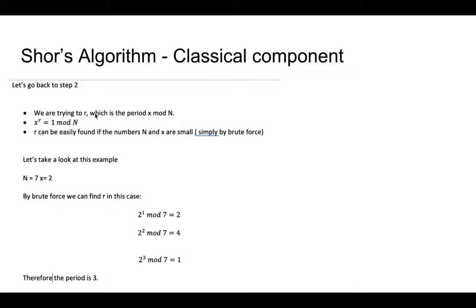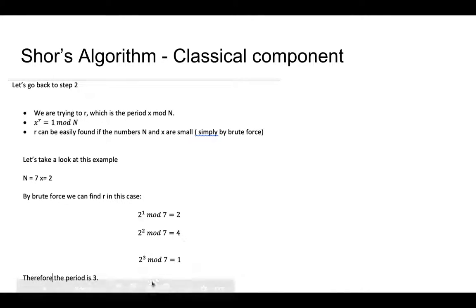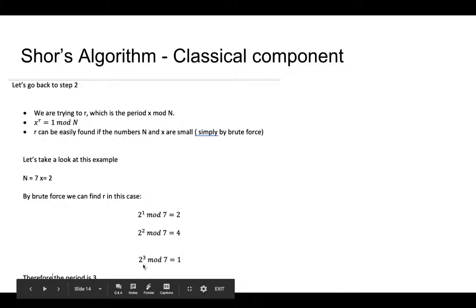We're trying to find r, which is the period of x mod n, where x to the power of r is congruent to 1 mod n. R can be easily found if the numbers n and x are small, simply by brute force. If you take a look at this example, we have n equal to 7 and x equal to 2. By brute force, we can find r in this case. We let r equal 1, and 2 to the power of 1 mod 7 is 2. The next r would be 2, so 2 to the power of 2 mod 7 is 4. Then we try 3. 2 to the power of 3 mod 7 is 1. Now we have our period because it took 3 trials for us to get 1. Therefore the period is 3.